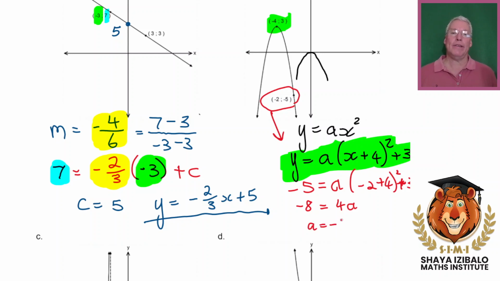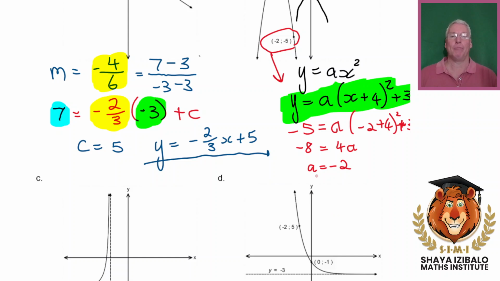Did we expect a to be negative? Of course, because this graph is facing downwards. It's a sad faced parabola. When we do some calculus, we're going to learn a better name for it, but for now we'll just call it a sad parabola.